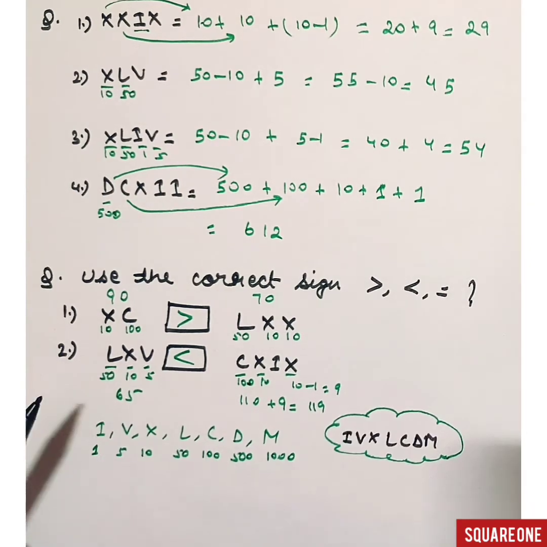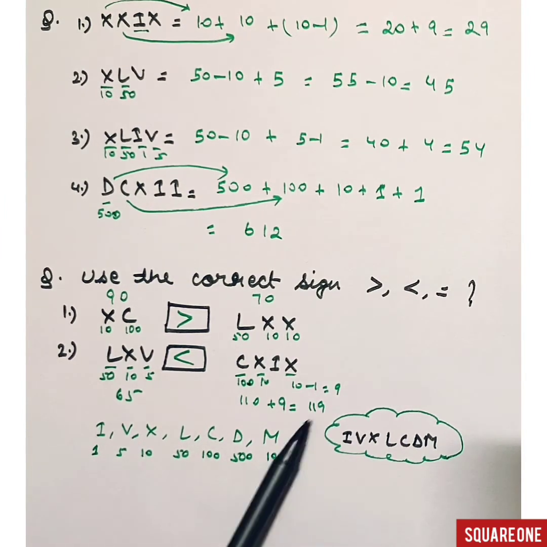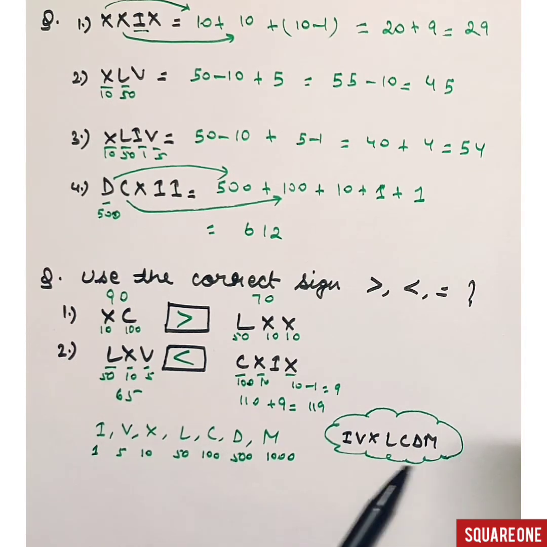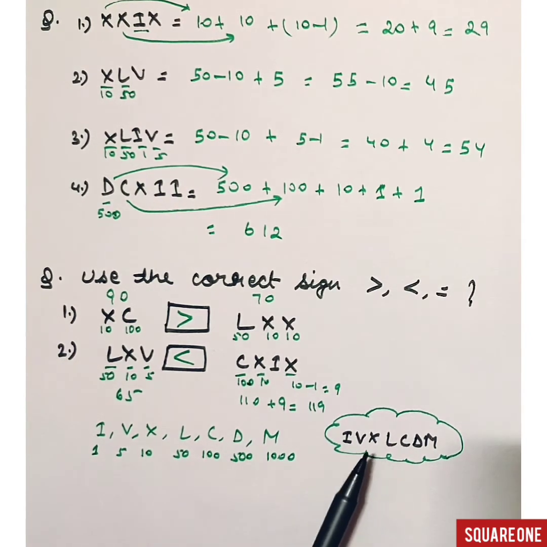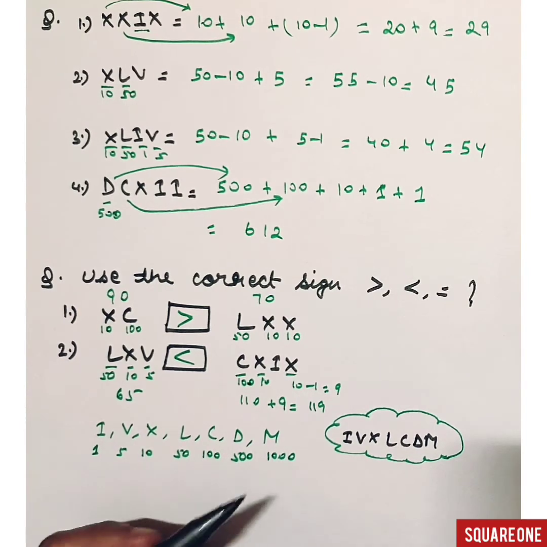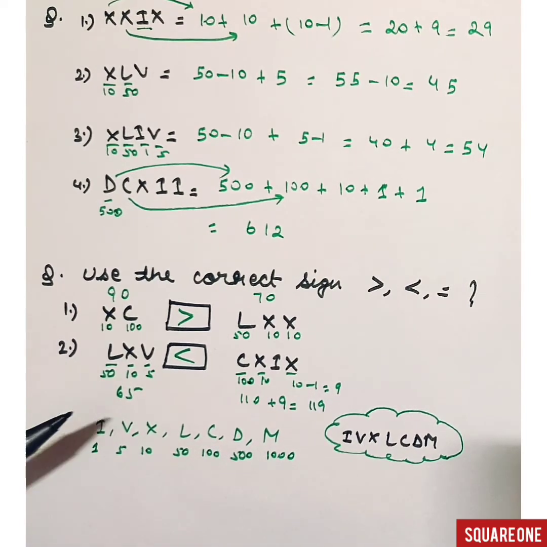Let me give you some questions for practice and for doing it on your own. The Roman digits were IVX, LC, DM, which were 1, 5, 10, 50, 100, 500 and 1000. These are in order. I have made this code IVX, LC, DM to make it easier for you to remember these numbers. Learn this code so it becomes easier for you to remember which digit stands for which place.